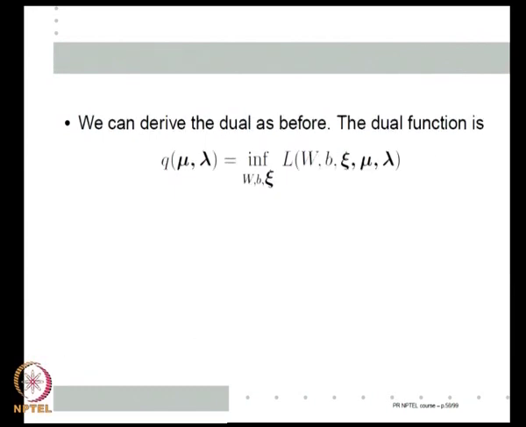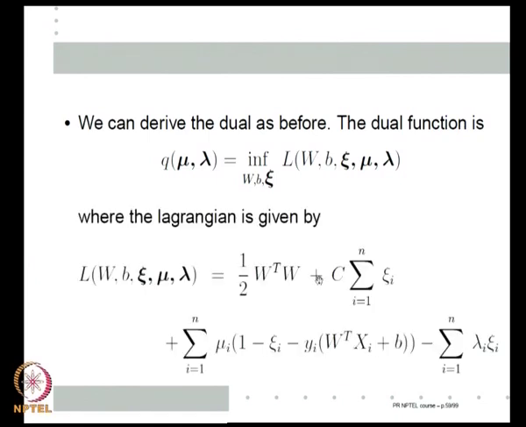So, what will be the multipliers? Now there are the mu's and the lambdas. So, q is a function of mu and lambda. They are obtained as the infimum over all the optimization variables of the primal problem, namely W, B and Ji, of the Lagrangian function of W, B, Ji and the two sets of Lagrange multipliers mu and lambda. Where the Lagrangian, as you have already seen, is given by this.